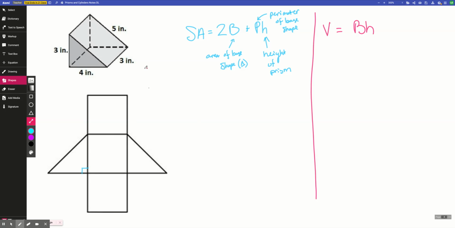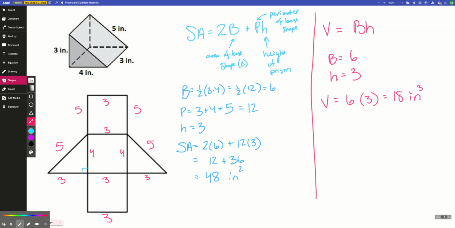Okay, so remember, take the information in the 3D shape, label the net, because that's going to help you figure out what the perimeter is, what the height of the prism is, etc. And then use that to find the surface area and volume. Okay, and I want you to try this here on your own. So pause the video, try this out, and then check back with me to see how you did.